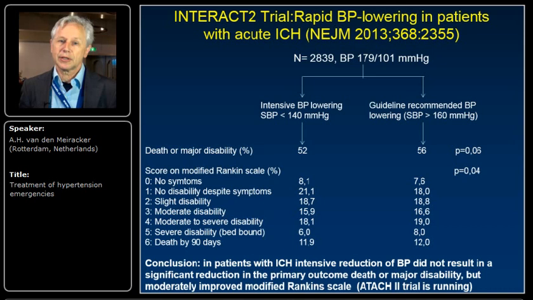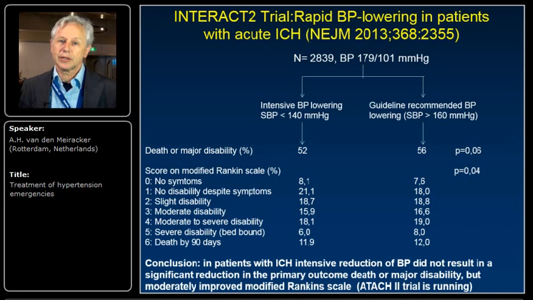They compared patients with intracerebral hemorrhage and hypertension: intensive blood pressure lowering with a systolic blood pressure target below 140, compared to a less intensive blood pressure reduction. And as you can see, the primary outcome of death or major disability showed no significant difference, but there was some improvement in the Rankin scale.